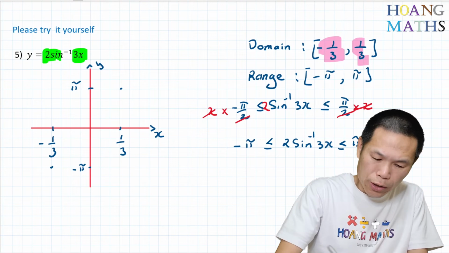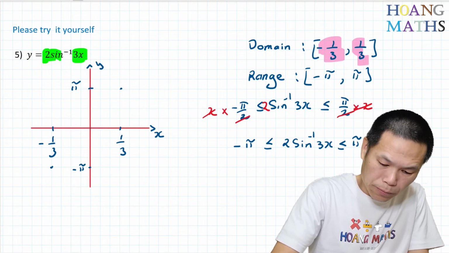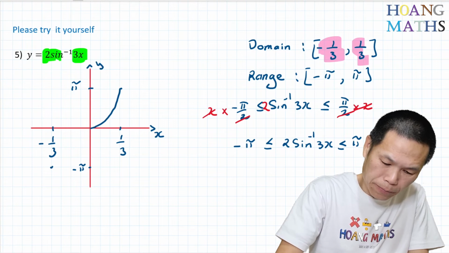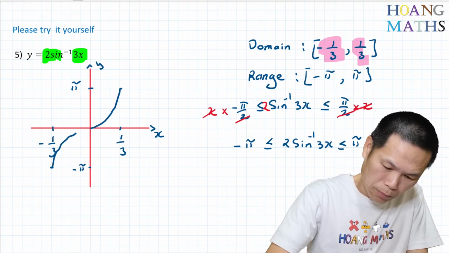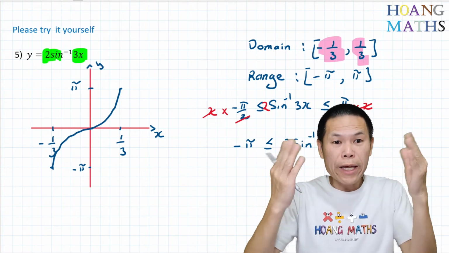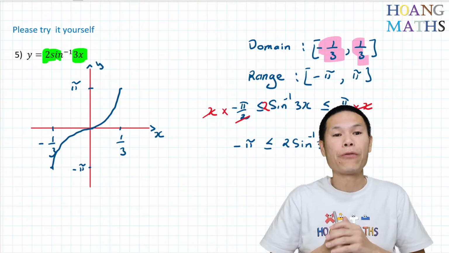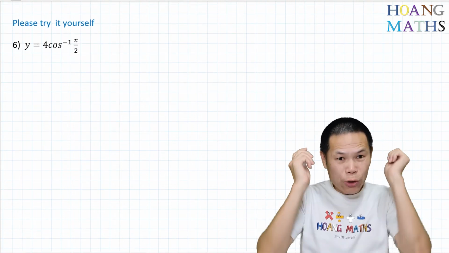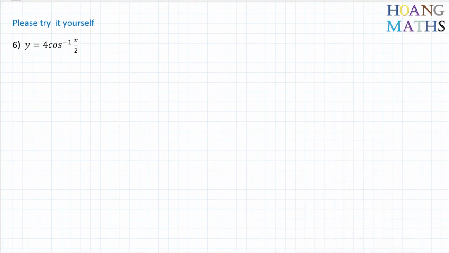So there you go. So now we just sketch it. Don't forget a curve to the y-axis, okay? So there you go. This is y is equal to 2 sine inverse of 3x. Please pause the video and try this one yourself.